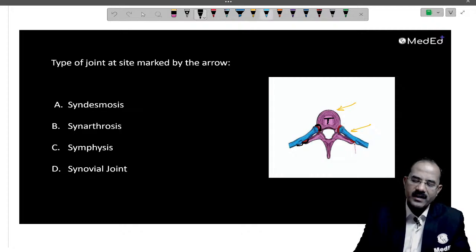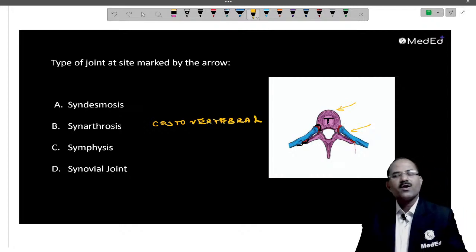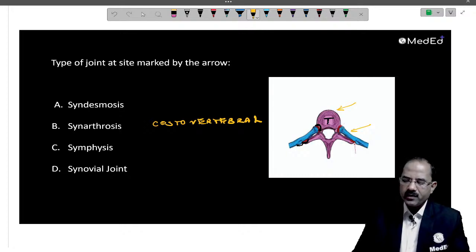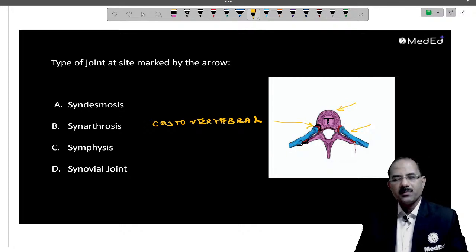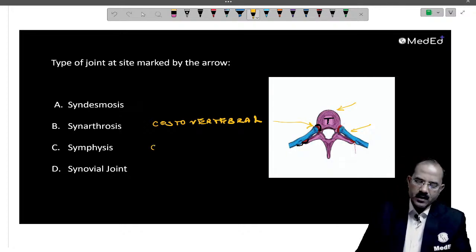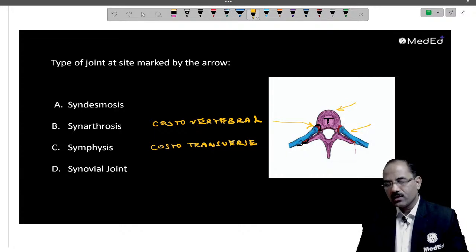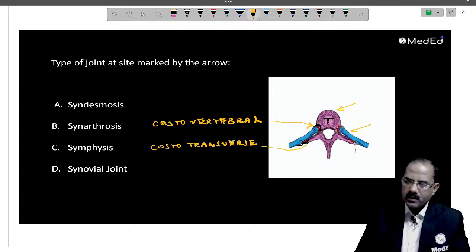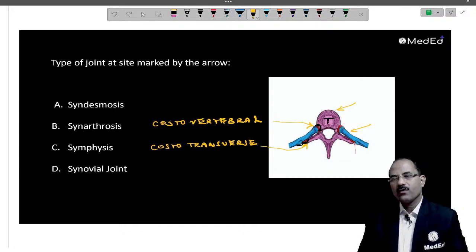Number 1, any guesses? One is the costovertebral joint. What is the costovertebral joint? The head of the rib articulates with the body of the vertebra. The next joint is the costotransverse joint. The tubercle of the rib articulates with the transverse process of the vertebra.